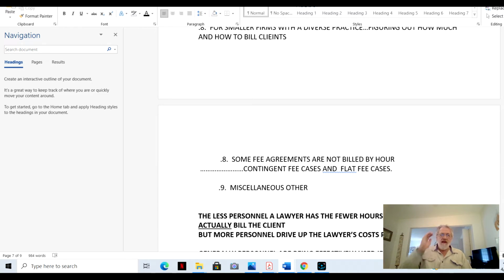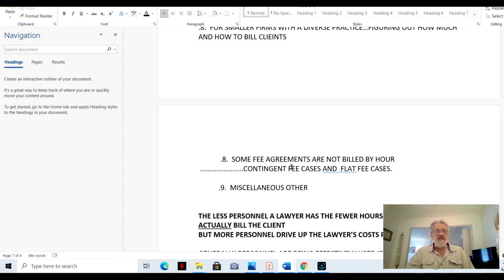where a lawyer charges by how much time he puts into something. There are other types of cases, which we will talk about in a minute, called contingent fee cases and flat fee cases, where a lawyer just charges a certain amount regardless of how much time he spends, whether he spends 1 hour, 20 hours, or 50 hours. He charges a flat fee, like it might be $750, regardless of how much time he puts in it.